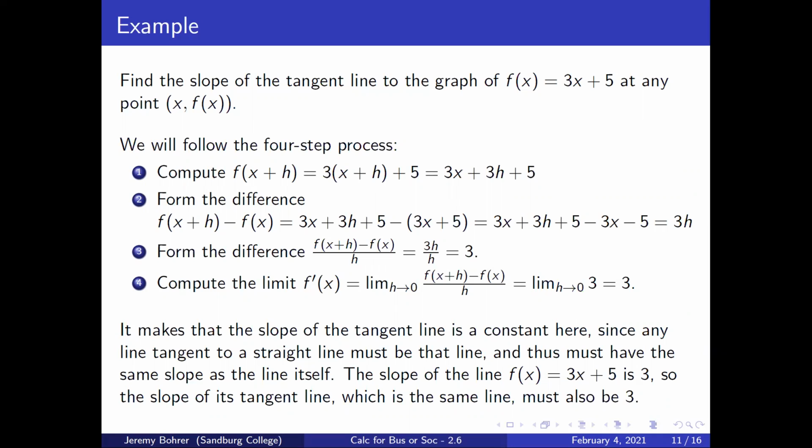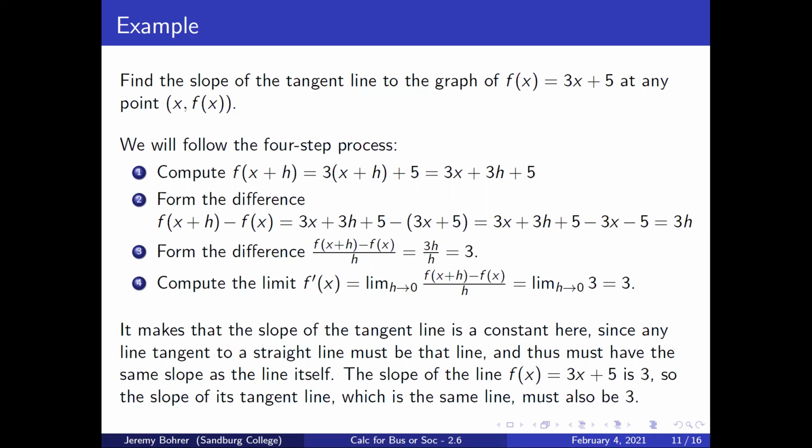Then we form the difference. f(x+h) minus f(x) equals 3x plus 3h plus 5 minus 3x plus 5, which is 3x plus 3h plus 5 minus 3x minus 5, which is equal to 3h. Then we form the difference quotient. f(x+h) minus f(x) over h equals 3h over h, which is 3.